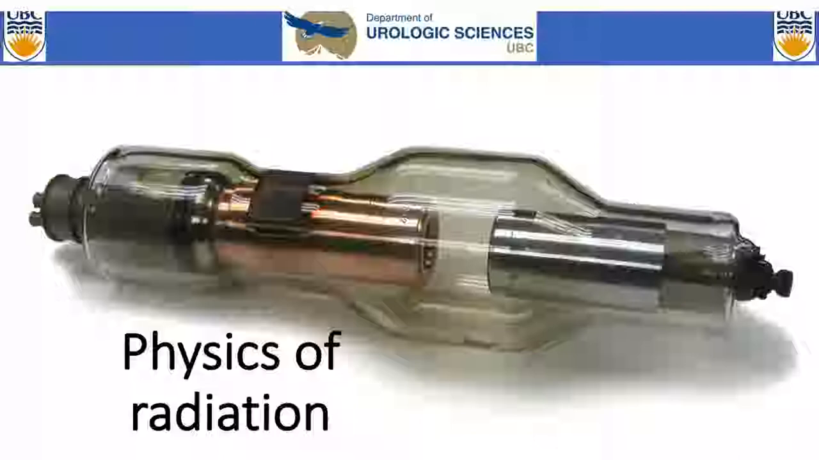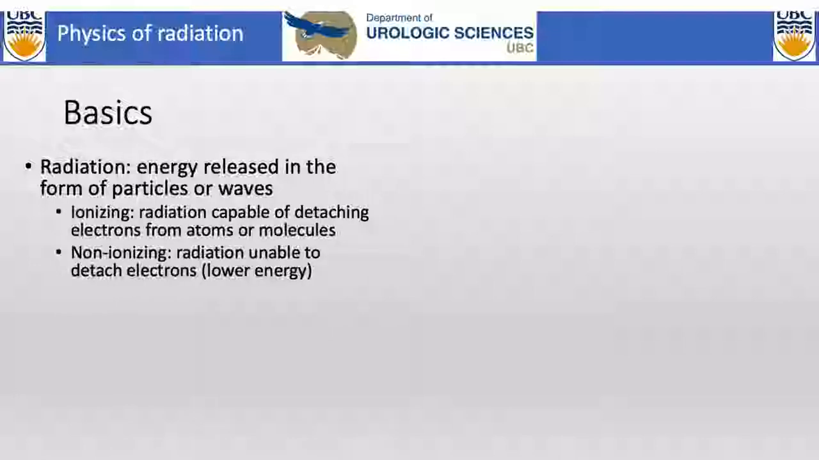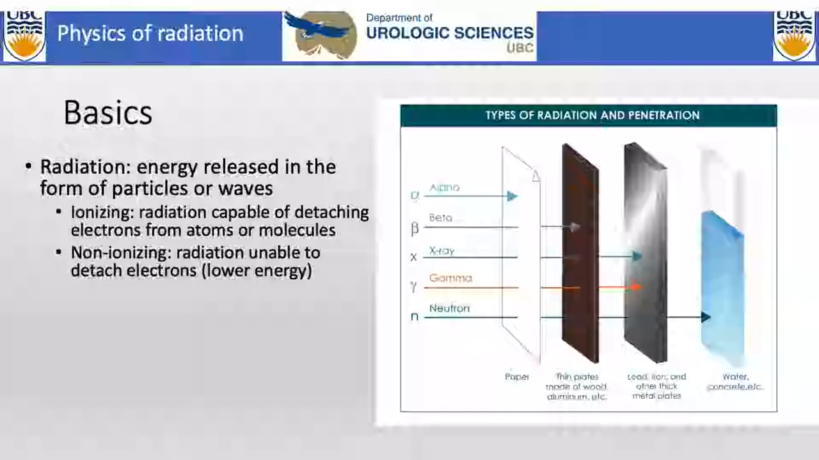It's an X-ray tube. So that's sort of the basis of what we're talking about today. So radiation is energy released in the form of particles or waves. Radiation can come in the form of ionizing radiation or non-ionizing. Ionizing radiation just has enough energy to displace electrons around an atom or molecule.